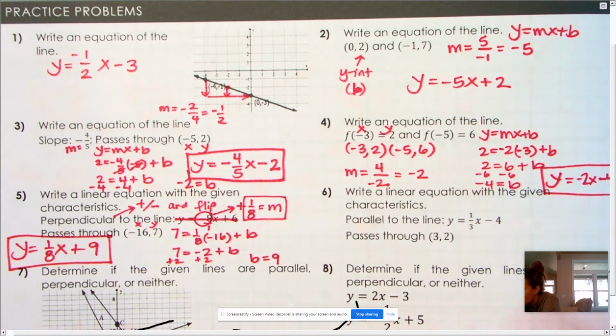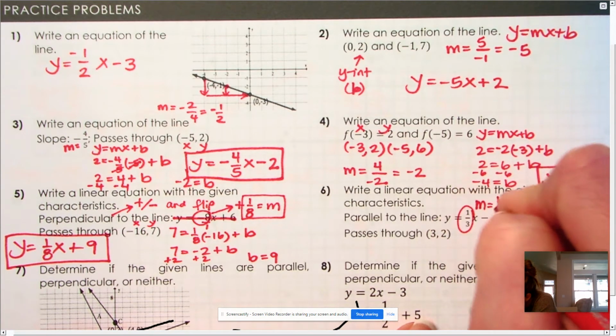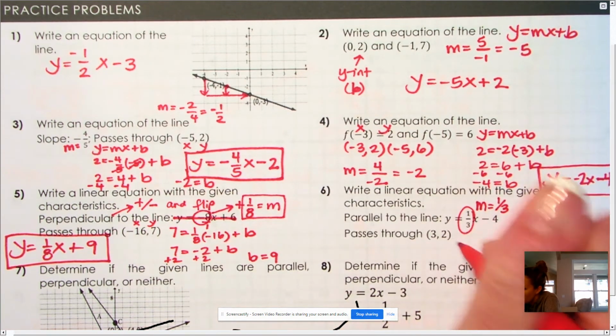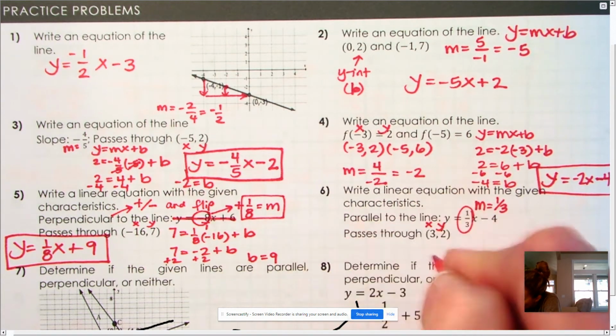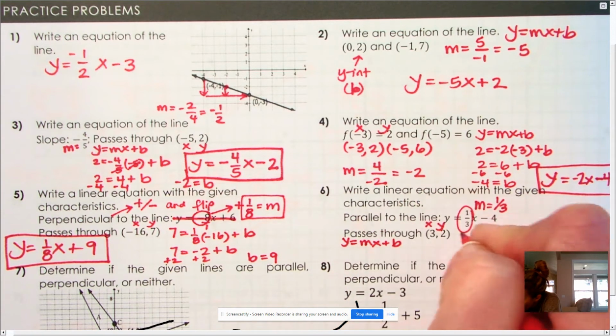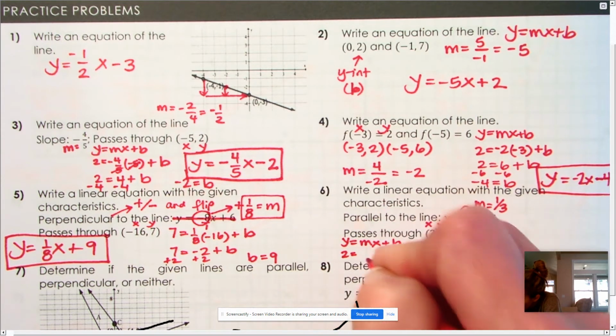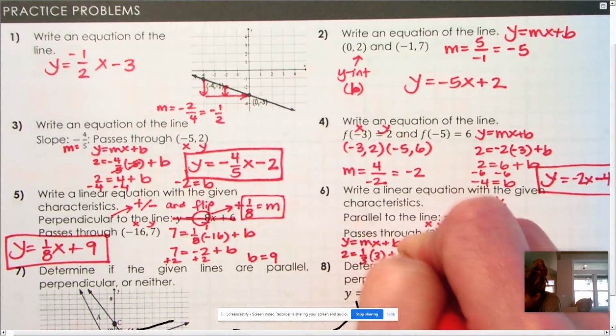Okay, question number 6 says write a linear equation with the given characteristics. It is parallel. Remember that parallel means same slope. So m equals 1/3. And then it passes through an x value and a y value. So if I have y equals mx plus b, the y value is 2, the m is 1/3, the x is 3, and then plus b.